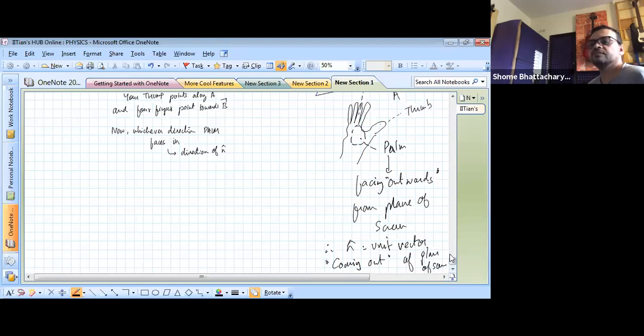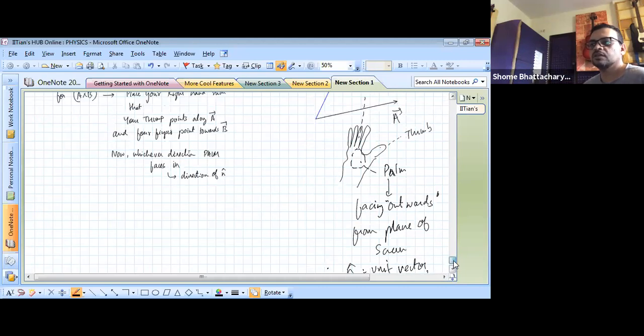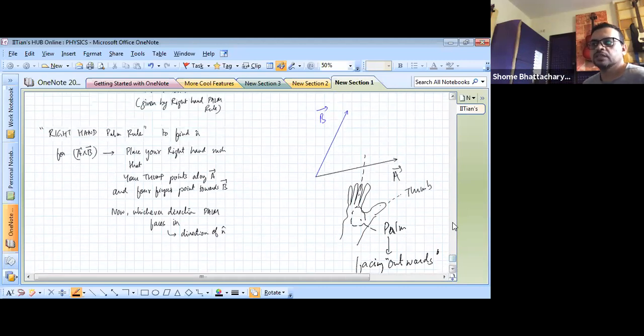Then you place your left hand. If you place your left hand like this, you will see that your knuckles are facing towards you, not the palm. If you place your right hand on the screen the way I placed it here, you'll see your right hand palm is facing towards you. If you place your left hand like this, then your palm is going into the plane, not coming out. If you place your right hand, then you'll see your palm is coming out.